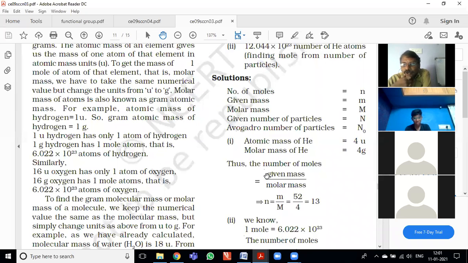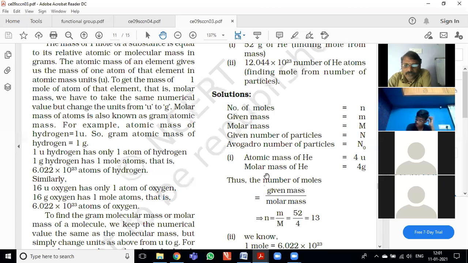So number of moles is equal to given mass by molar mass. What is the given mass there? Given mass is 52 grams. You have 52 grams of helium. So given mass is 52 and molar mass is 4. Molar mass means the atomic mass of helium. So we get 13. The number of moles will be 13 moles.